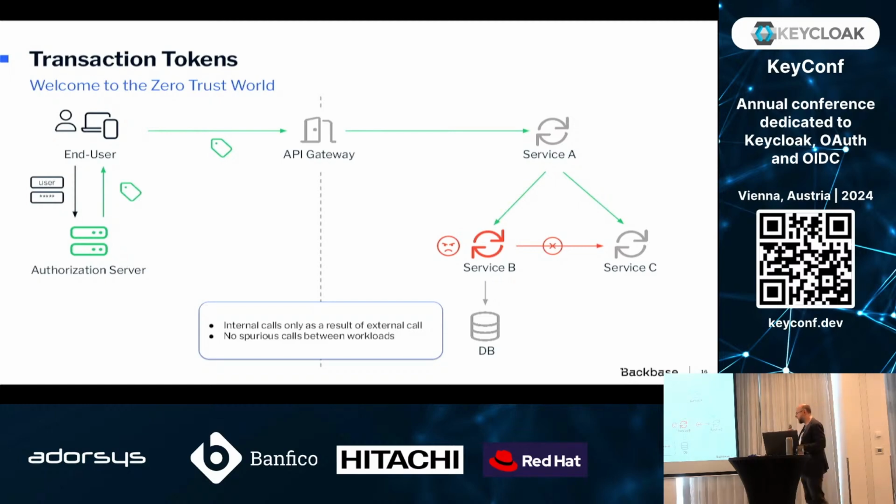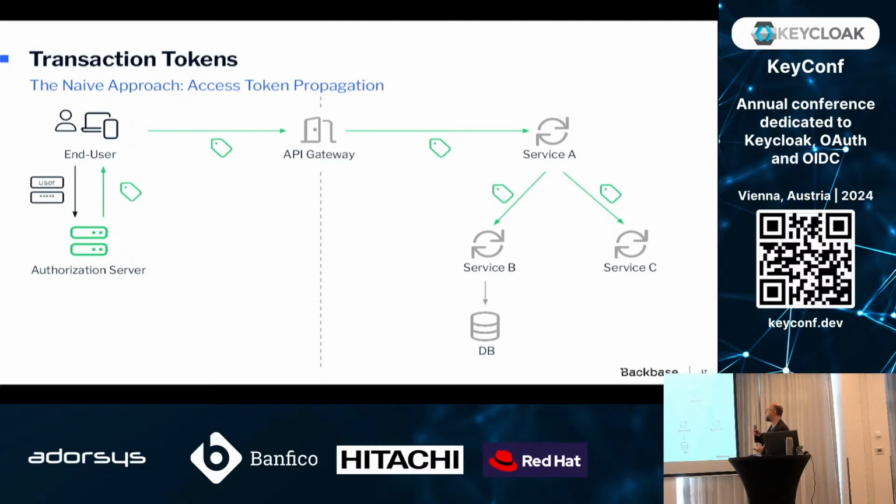In the zero trust world, we need to ensure that the internal calls can occur only as a result of authenticated external calls. In other words, we would completely rule out spurious invocations between the workloads. For example, if there is a rogue or malicious service, we need to ensure that it cannot call its neighbors in an unauthorized manner. The naive approach is to propagate the external token into the internal perimeter.